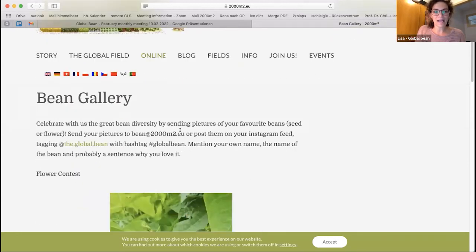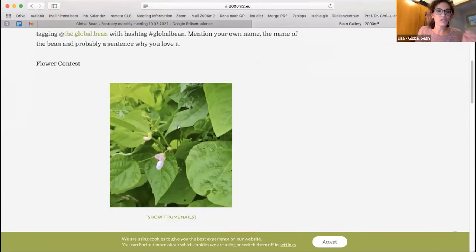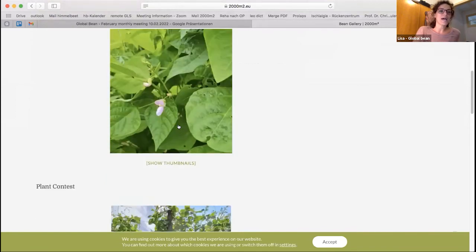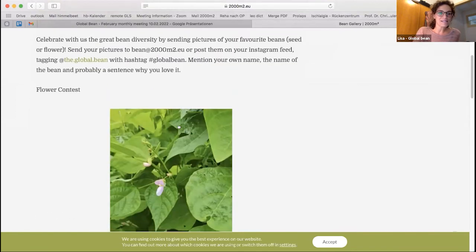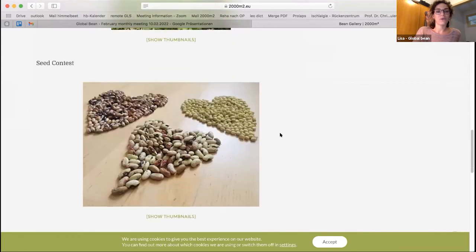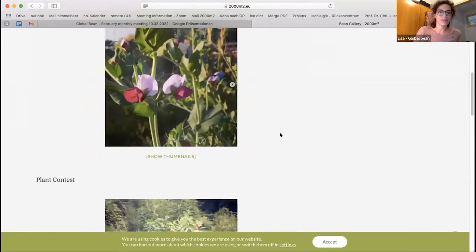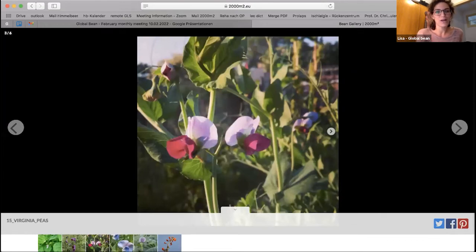Here's our bean gallery on the 2,000 square meter platform where you can find the pictures organized by flower, plant, or seeds. And every category will have a winner. So we can go up and start maybe with the flowers one. And I would invite the person who sent us this picture to talk.